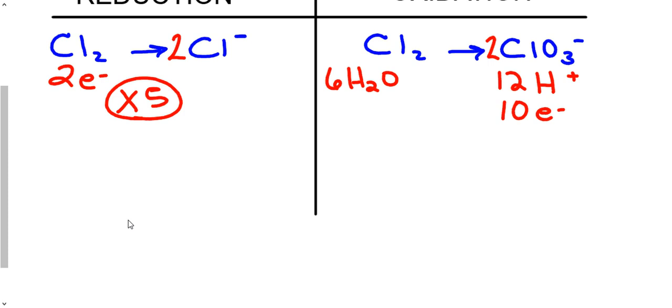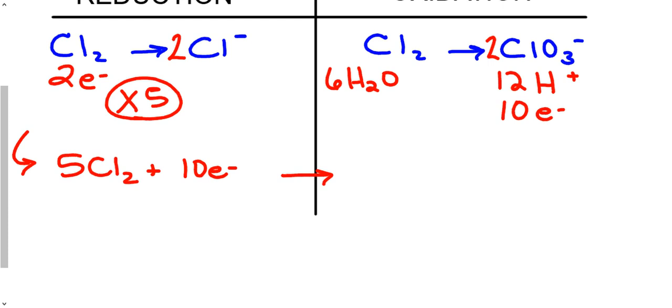So remembering to multiply everybody by 5. 5 groups of Cl2 is 5 Cl2s, and 5 times 2 is 10 electrons. Okay, that's the entire reactant side. On the product side, we've got 5 groups of 2 Cl minuses, so that's 10 Cl minuses. So there's my reduction half reaction, remembering to multiply everyone by 5. I didn't have to use a multiplier here. Sometimes you do. In this case, I did not.